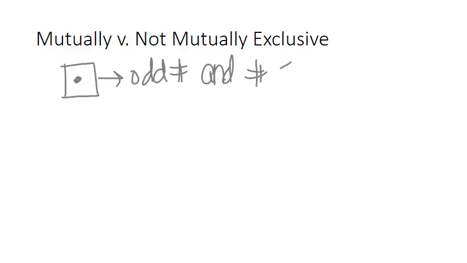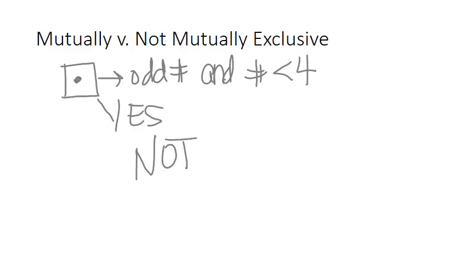Alright, what about an odd number and a number less than 4? Say I rolled a 1. Is that an odd number and at the same time a number less than 4? Yes. So these are not mutually exclusive.